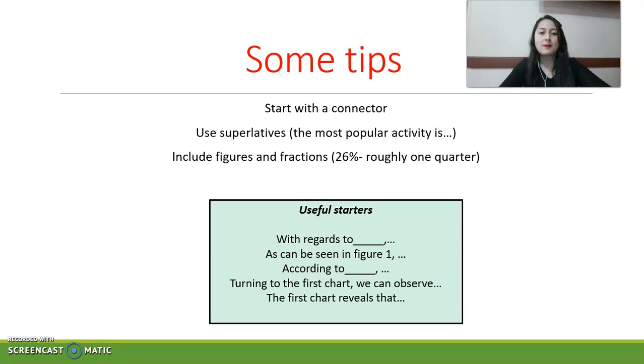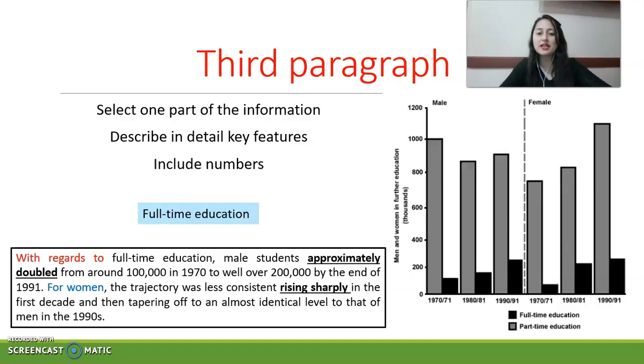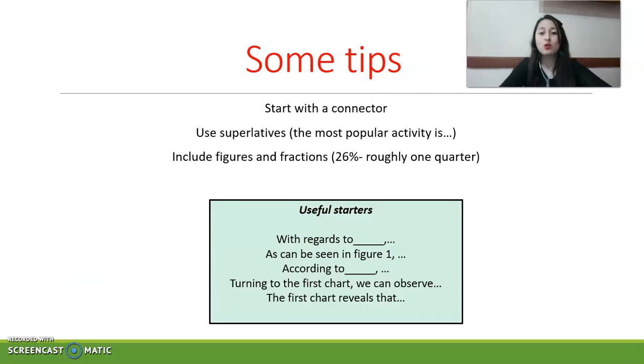Then it's important that you use superlatives, for example, the most popular activity. Well, in this case, I don't have an example of superlatives or comparatives. And remember to include figures and fractions. For example, if we have 26%, we can say roughly 1/4. It depends on the fraction, on the percentage we have.